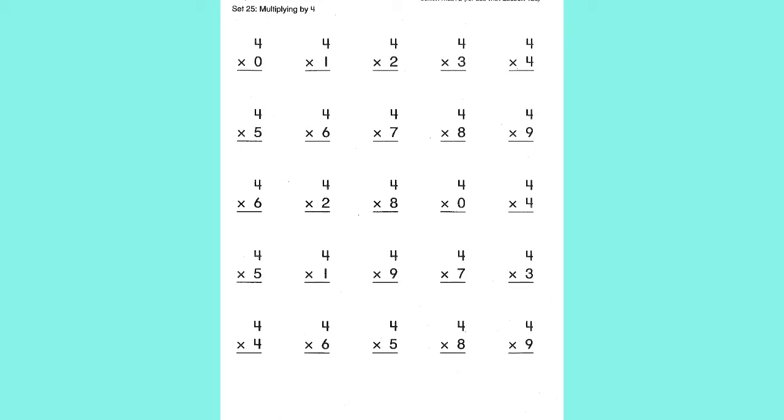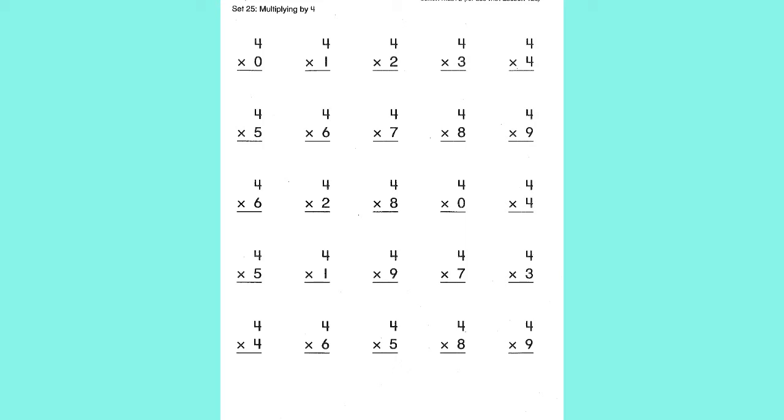4 times 1 equals 4. 4 times 9 equals 36. 4 times 7 equals 28. 4 times 3 equals 12. 4 times 4 equals 16. 4 times 6 equals 24.